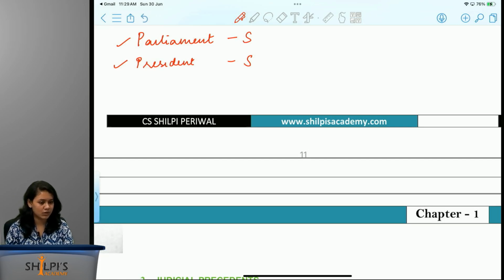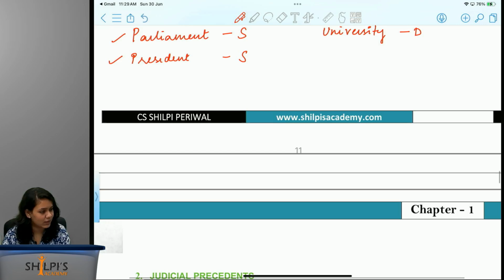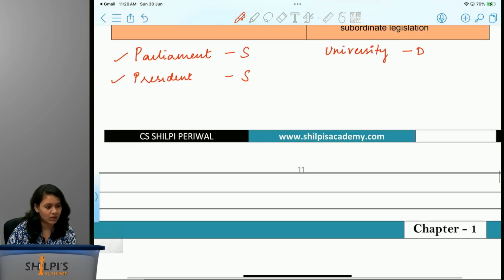You all are going to some sort of university, college. Universities can make their own rules. If a university makes a rule, then is it supreme legislation or delegated legislation? Delegated legislation. But why delegated? It's another authority, exactly. I'll call delegated legislation anything other than supreme legislation. Because it's supreme only if it gets its power from the Constitution. If it doesn't get its power from the Constitution, then it's another authority. Okay?